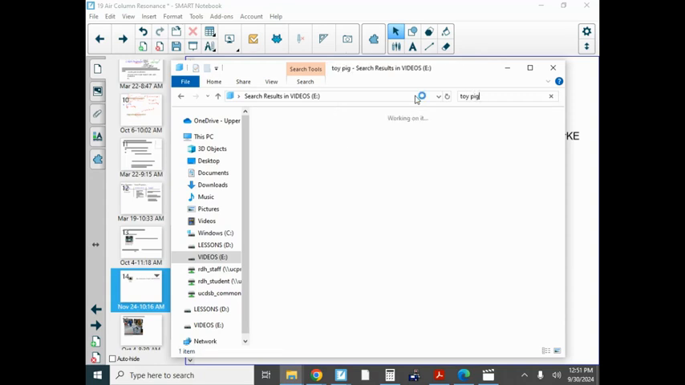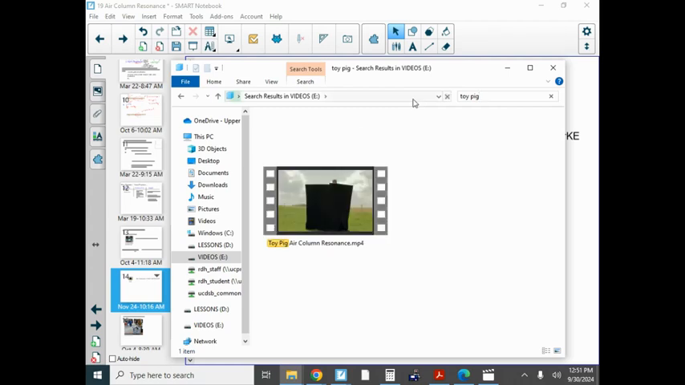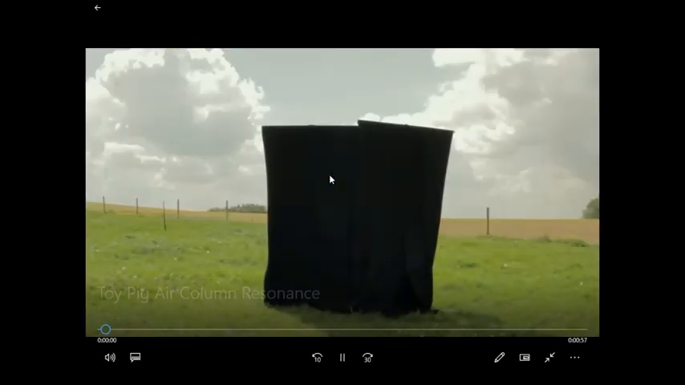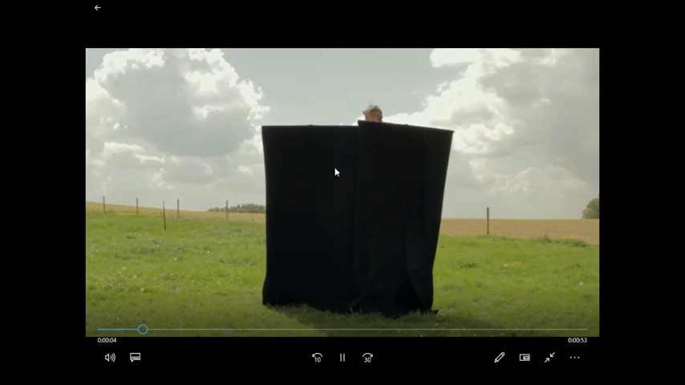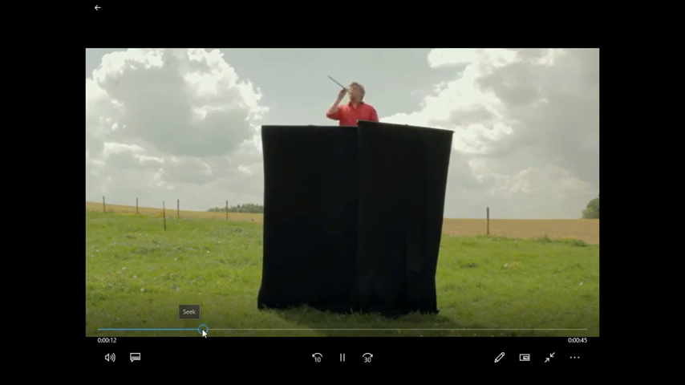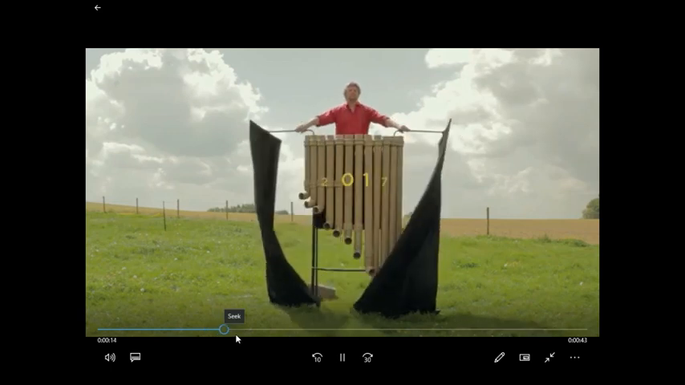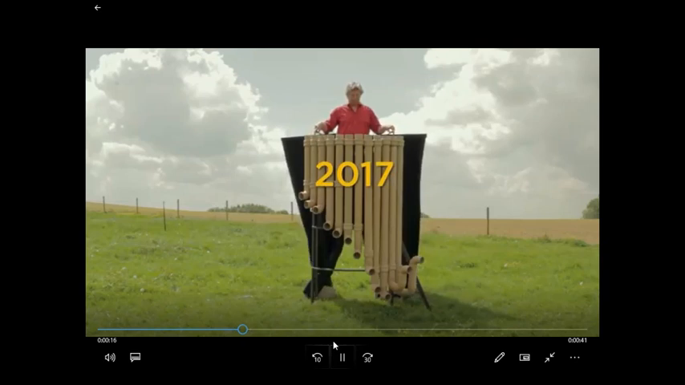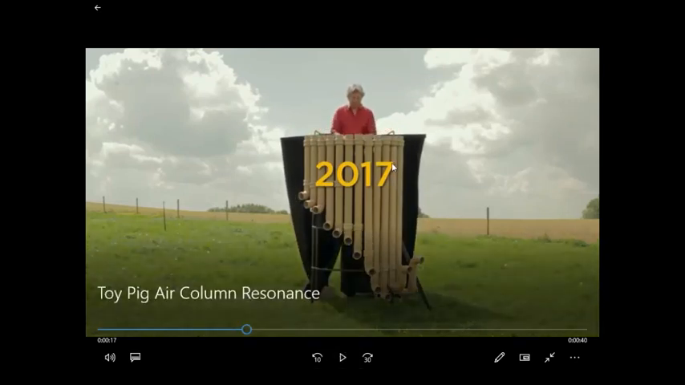But again, it's just the same stuff. Very strange, I know. So a bunch of different air columns. And so when he's making a really low note, you'll see the pig oinking over top of the longer air column, and higher notes when it's over the shorter air column, for the exact reasons we just talked about.